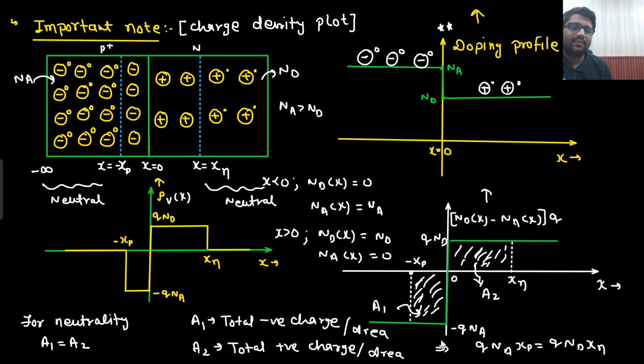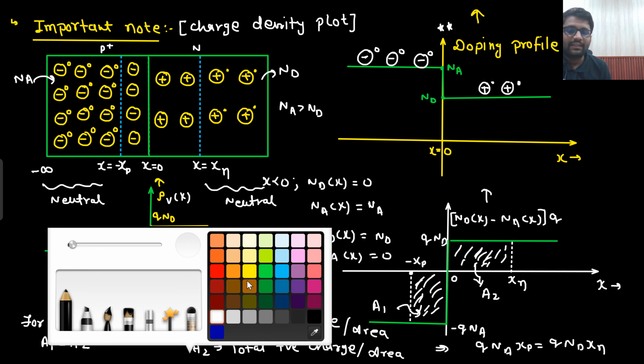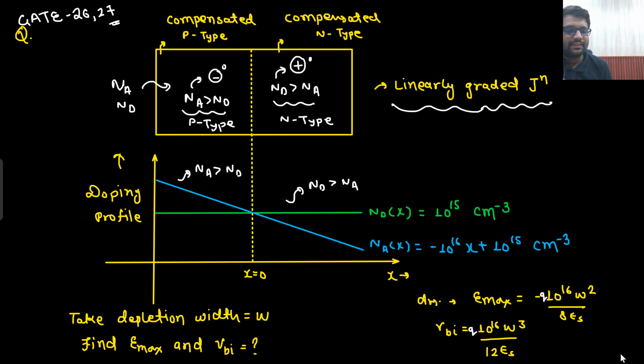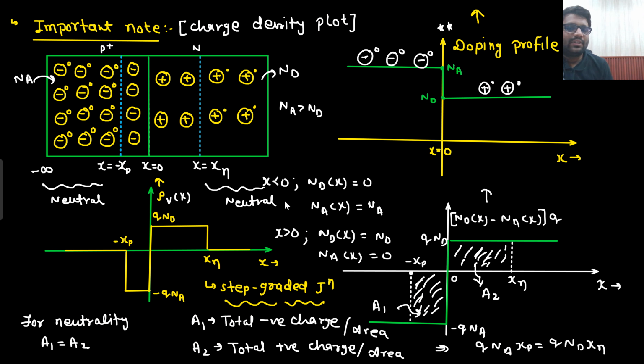What about this other graph? Here you can see that if I draw the graph of rho V of x, isn't it step graded? Like some value and then a sudden step jump, no? So this is known as a step graded junction. By default, we always study the step graded junction only. Another name for this junction is abrupt junction as well.